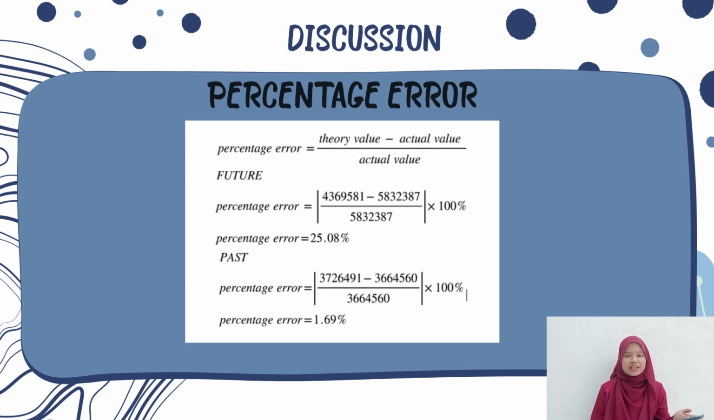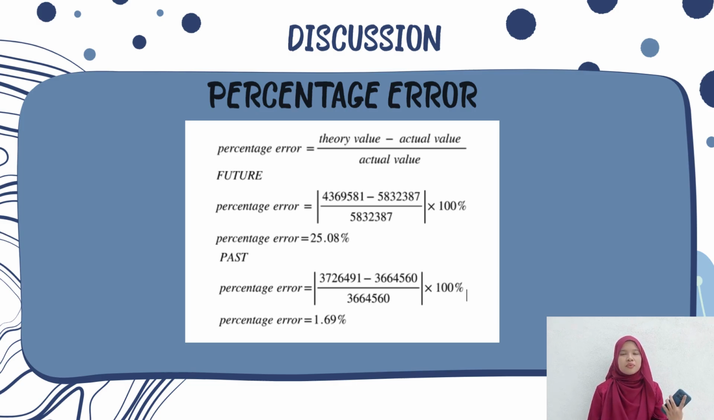The reason why we calculate the percentage error is because we want to know the difference between the theoretical value from the particular solution and the actual value from the data. From the previous slide, we already calculated the theoretical value by using the particular solution, while for the actual value, we are using the real data for the past and future.